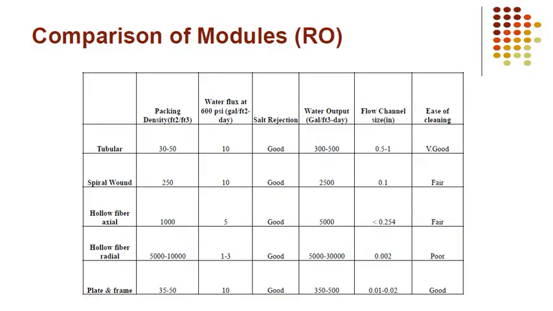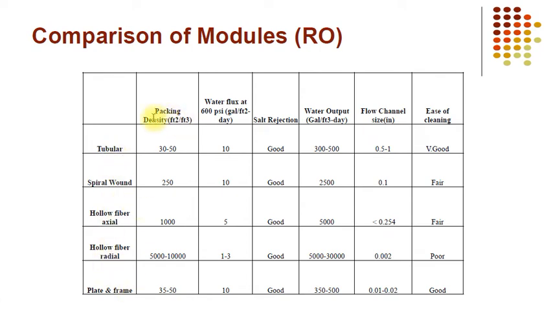Okay, now there is a comparison between the different types of module, especially for the reverse osmosis process. So this is very important from an exam point of view, so you have to remember this. So first this is the tubular geometry, then spiral wound geometry, hollow fiber geometry, hollow fiber axial flow geometry, hollow fiber radial flow geometry, and plate and frame geometry. So we have already studied all the 5 types of module.